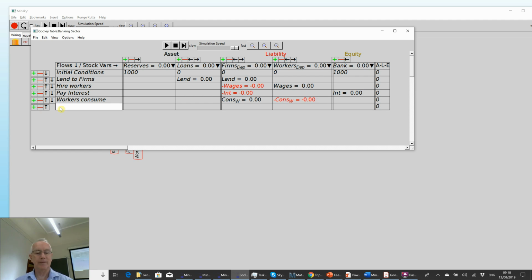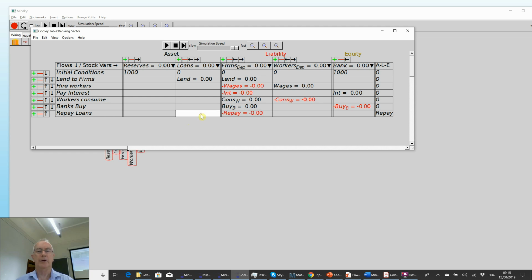And then if I have banks buying goods, then I'll have minus buy underscore B from the banks, and that means they're buying stuff from firms, so buy underscore B here. And then finally repay loans, so that's going to be minus repay coming out of here, and that also shows that there's a minus repay on the loan. So Minsky's making sure everything is correct there.